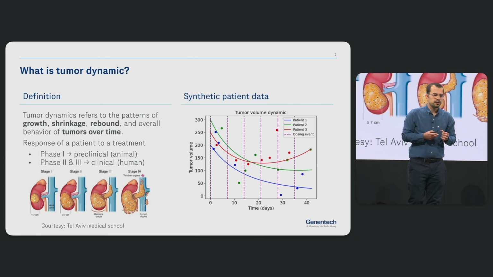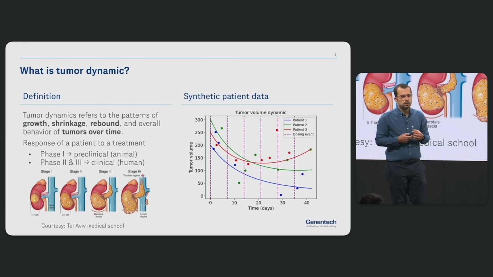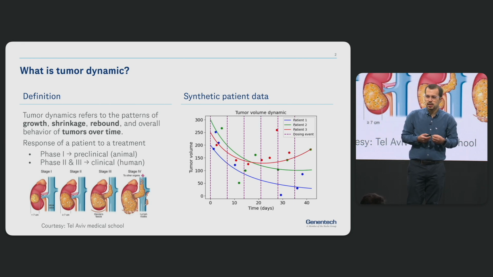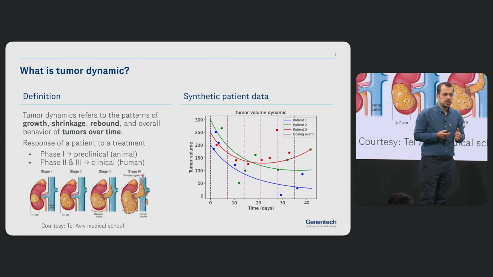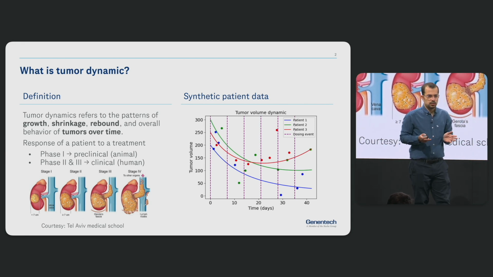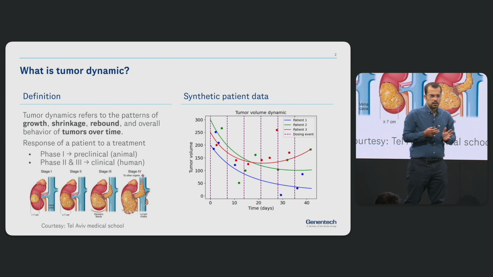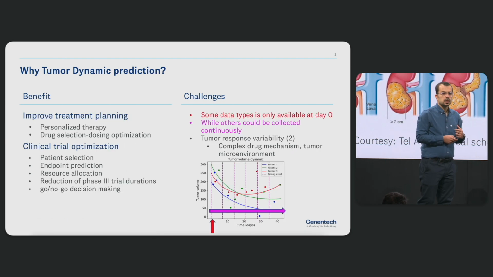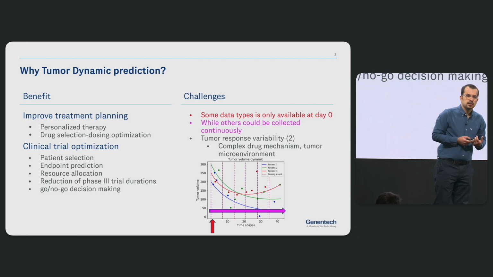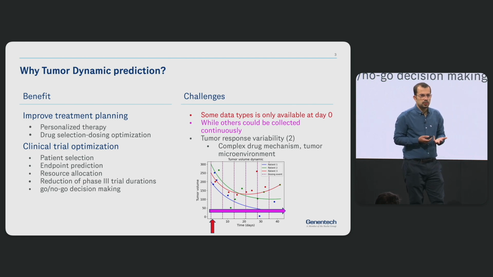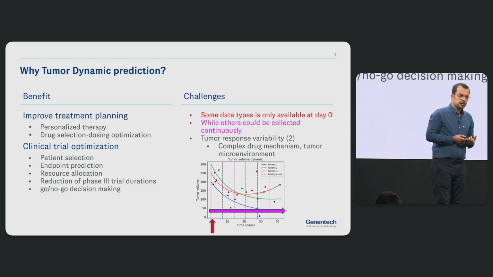Typically, the samples are very, very sparse, and you mostly cannot get that much data longitudinally, because we follow up the patients in clinical trials longitudinally. We want to know how they are responding to a treatment. So what are the benefits of studying tumor dynamic and why do we actually do this? There are many benefits here.